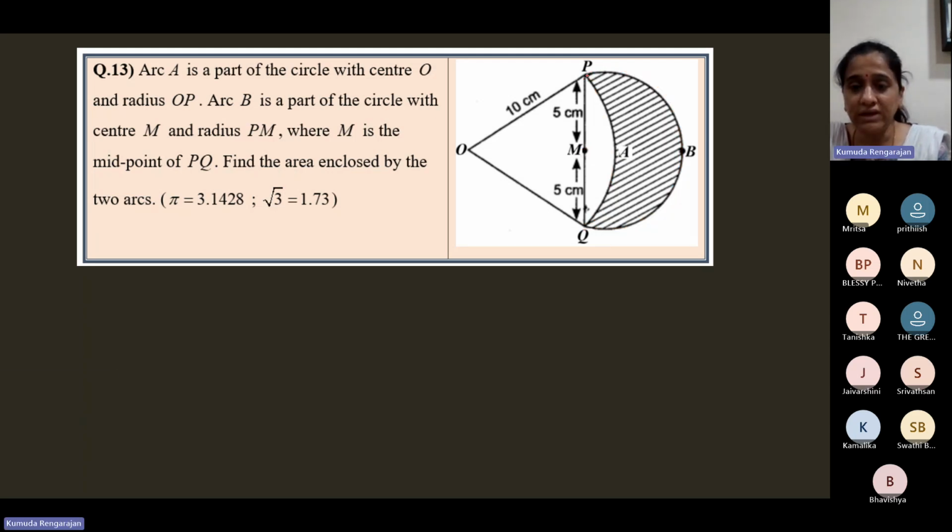See here. Now P is what? It's a point on PQ. P and Q are the points on arc A. Now for arc B, M is a center. Arc B is a part of the circle with center M and radius PM, where M is the midpoint of PQ. Find the area enclosed by the two arcs. That is, find the area between the two arcs.